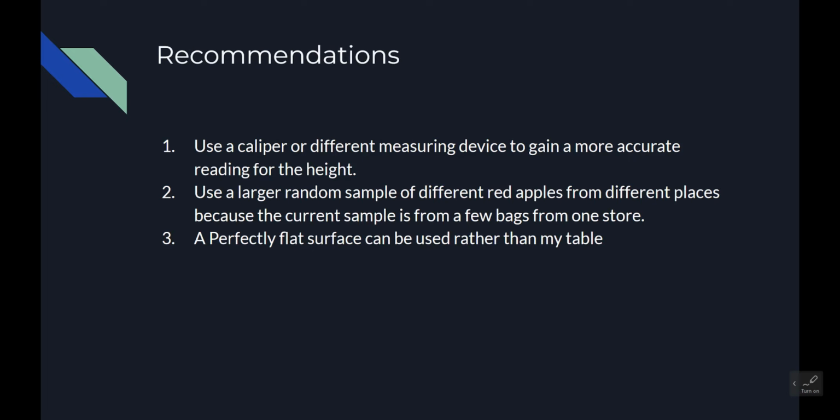And some recommendations to make this better: we can use a caliper or a different measuring device to gain more accurate readings for the height. And we can also use a larger sample or from different places as well to help randomize this process. And we can also use a perfectly flat surface rather than a table.